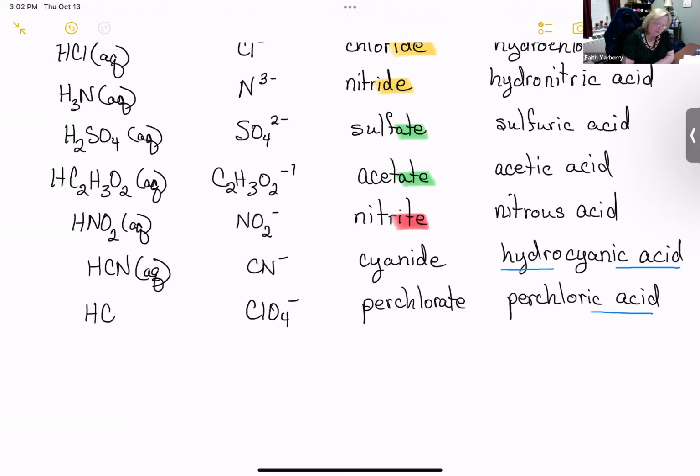Questions about naming acids? I went left to right and then I went right to left. This is the mental process either direction. Okay, so let me pull up the chat, make sure nobody chats in.